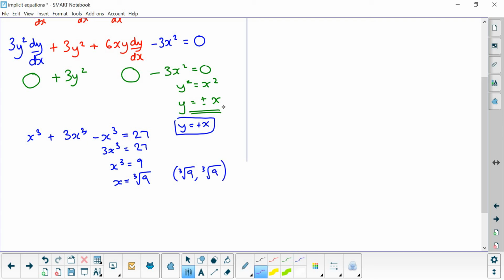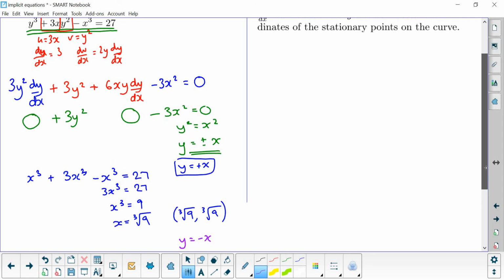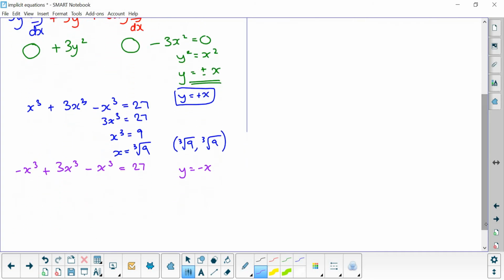Okay, let's look at the one we haven't tried. So we haven't tried using y is negative x. If we substitute that into the original equation, wherever we see a y, putting minus x, so y cubed is the same as minus x cubed plus, and then we've got 3x times x squared, so 3x cubed, and then minus another x cubed is equal to 27. So altogether, that just gives us a single x cubed is 27, which is much nicer.